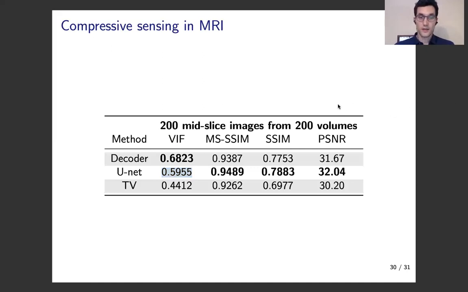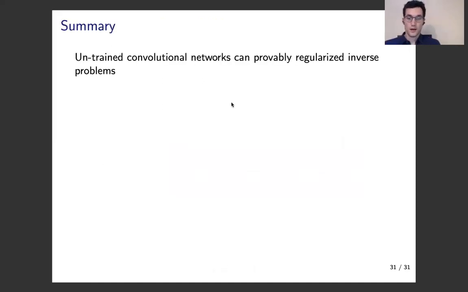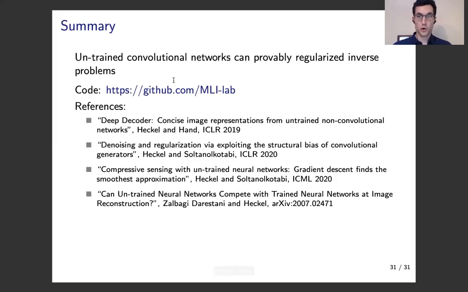All right. So let me conclude quickly, and then I'm going to address any questions that you might have. So the summary is essentially that untrained convolutional networks can provably regularize inverse problems, and in practice they can work very well. There's code to reproduce all these results, and the results I presented today are based on these following four papers. The first one is really on the architecture, the second two are on the theory, and the third one is really on MRI, is really on the practice.